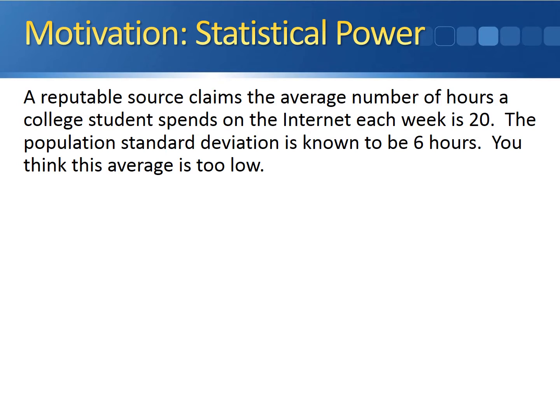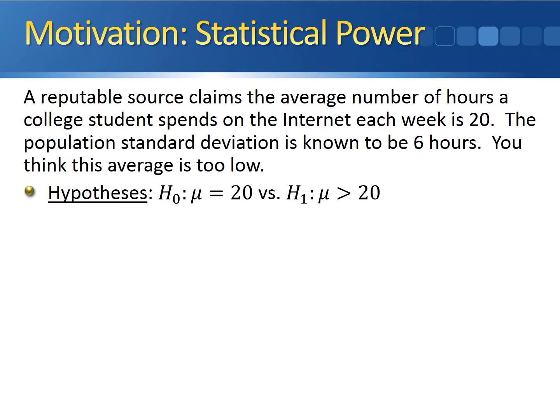A reputable source claims that the average number of hours a college student spends on the internet each week is 20. The population standard deviation is known to be 6 hours. However, you think this average is too low. If we were to perform a hypothesis test, the null hypothesis would be mu equal to 20, and the alternative hypothesis would be mu greater than 20.